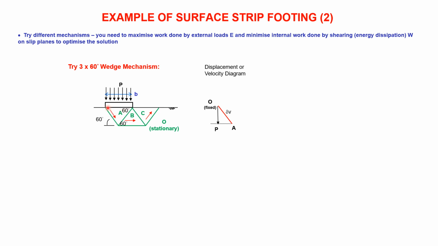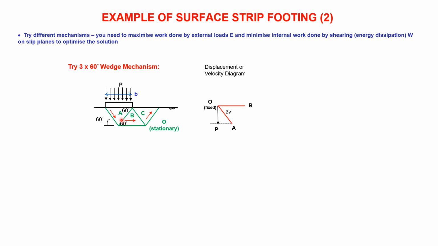So block A moves down on an angle at 60 degrees there. So that's 60. And I'm going to call that delta V. It'll be more convenient for the maths. Remember that A cannot move vertically any different distance to P. Must be horizontal there. They've got to have the same vertical displacement because you can't get a gap beneath the foundation, and you can lose no soil there either.